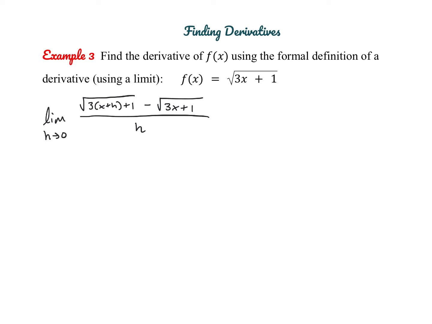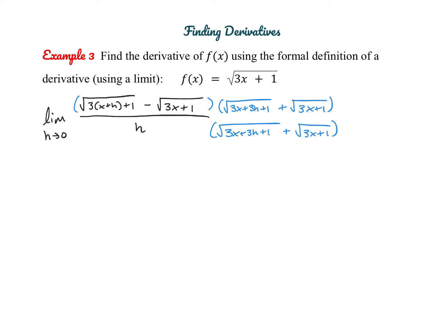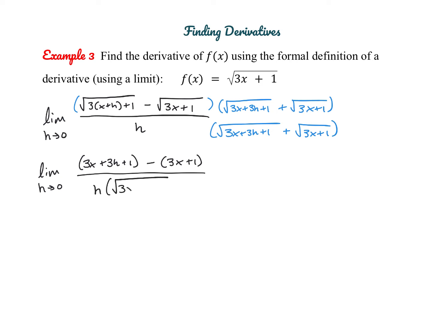So here it may be helpful to multiply by the conjugate. So the square root of 3x plus 3h plus 1 plus the square root of 3x plus 1, and I'll multiply by that in the denominator as well. So here we have the limit as h approaches 0 of 3x plus 3h plus 1 minus 3x plus 1, be careful with those parentheses, all over h times our conjugate.